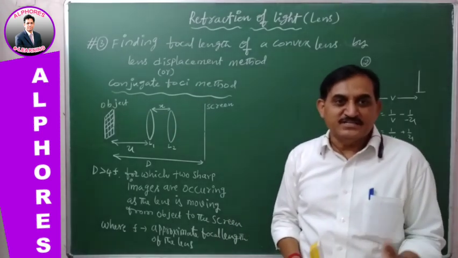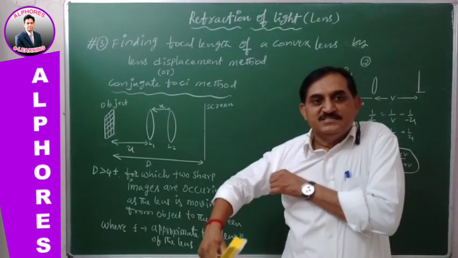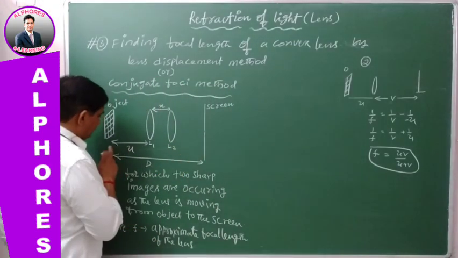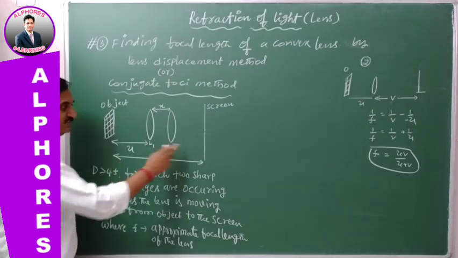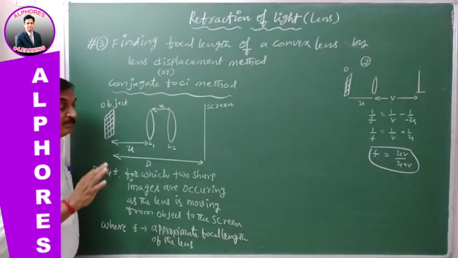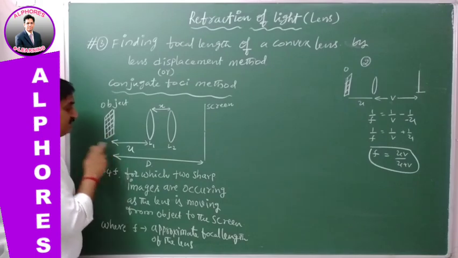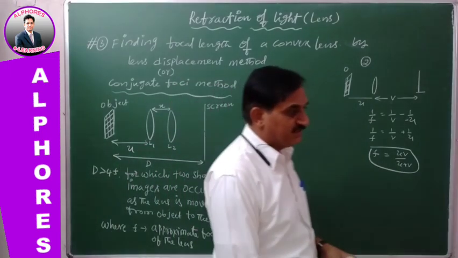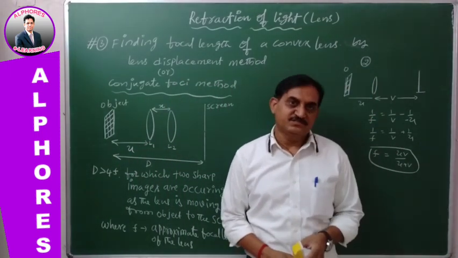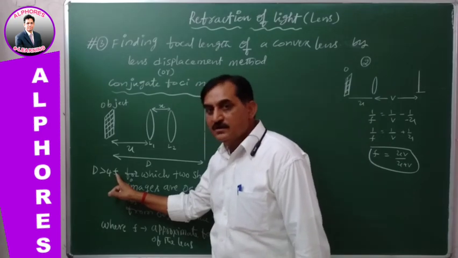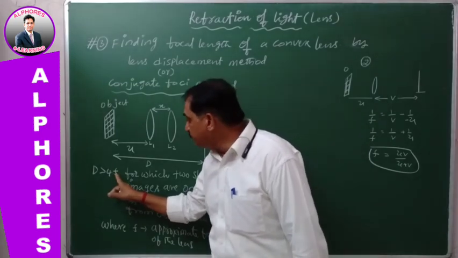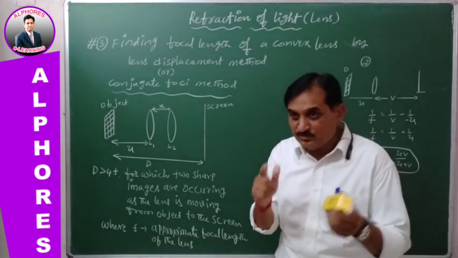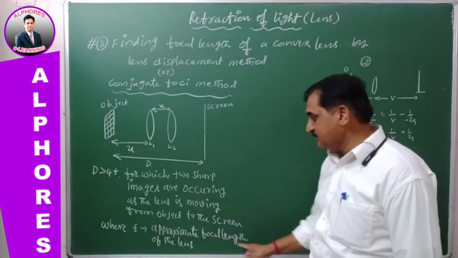What is the meaning of conjugate foci? Let us see this. First of all, here the separation between the object and the screen is capital D. But here this distance capital D must be greater than 4f, 4 times the focal length of the given convex lens. How can we find this focal length? This focal length is calculated by the distant object method, already given as the first method, which gives the approximate focal length of the lens.